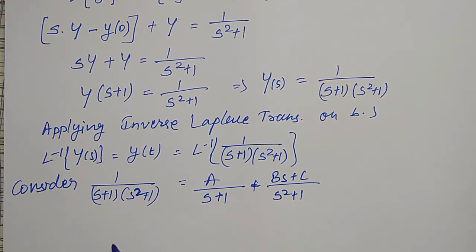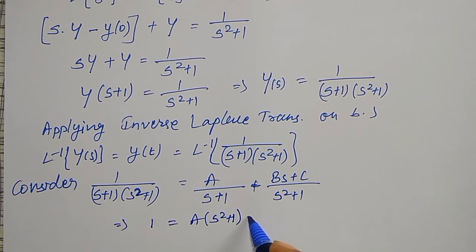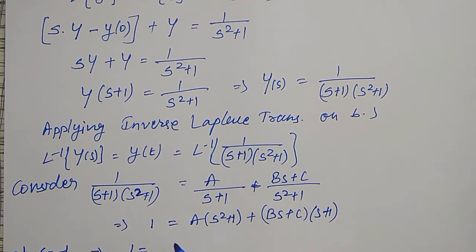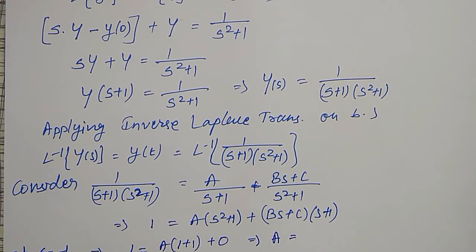To find a, b and c, let me multiply throughout by the denominator, which implies directly I am writing 1 is equal to a into (s square plus 1) plus (bs plus c) into (s plus 1). Now I have to find the values of a, b, c. At s equal to minus 1, 1 is equal to a into (minus 1 square is 1, plus 1) plus this term is 0, which implies a is 1 by 2.